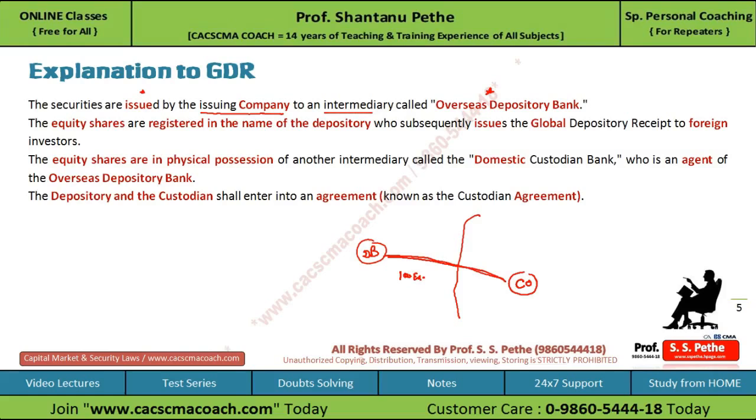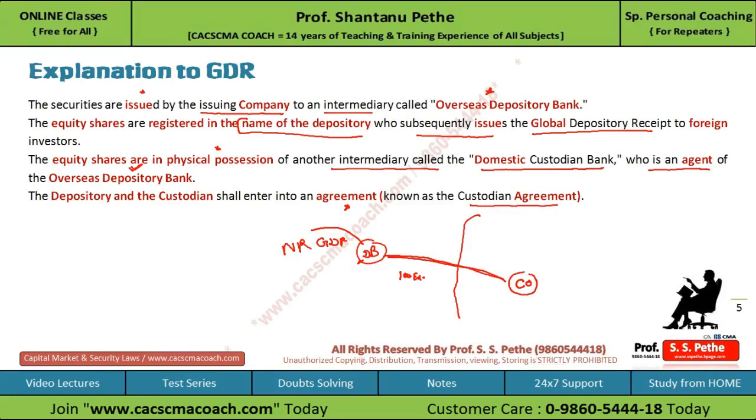The equity shares are registered in the name of the depository, who subsequently issues the GDR to foreign investors. So this depository will issue these shares in the form of GDR to non-residents, that is, investors outside India. The equity shares are in physical possession of another intermediary called the Domestic Custodian Bank, who is an agent of the Overseas Depository Bank. The depository bank and the custodian shall enter into an agreement which is called the custodian agreement.